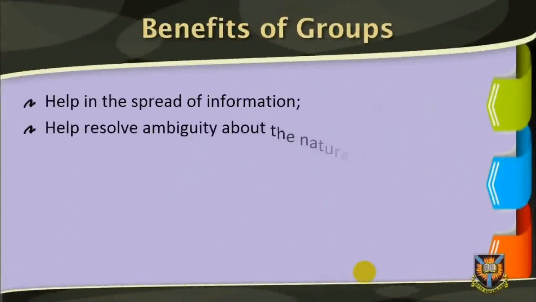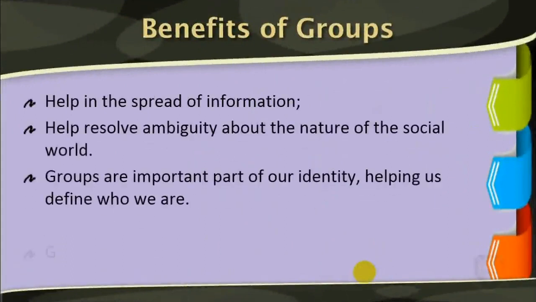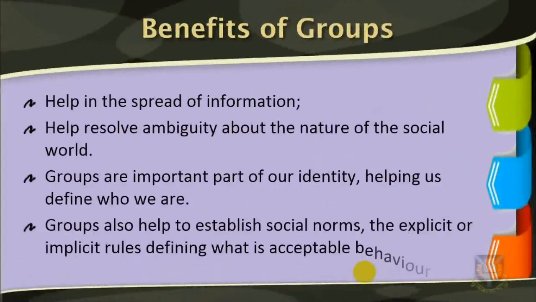Groups have a number of benefits. Other people can be an important source of information, helping us to resolve ambiguity about the nature of the social world. Groups become an important part of our identity, helping us define who we are. This is evident in the way people wear shirts with the name of their groups emblazoned on it. Groups also help to establish social norms, the explicit or implicit rules defining what is acceptable behavior.